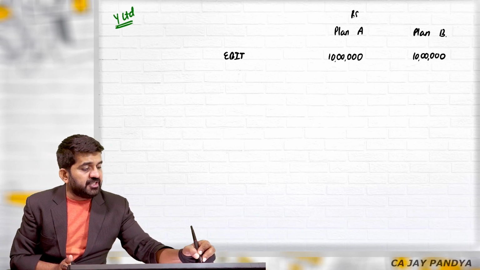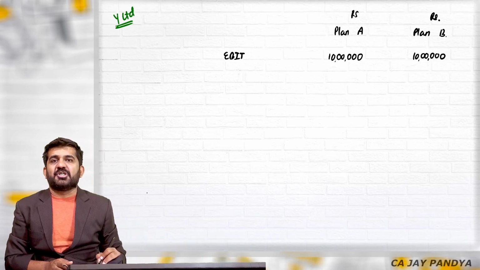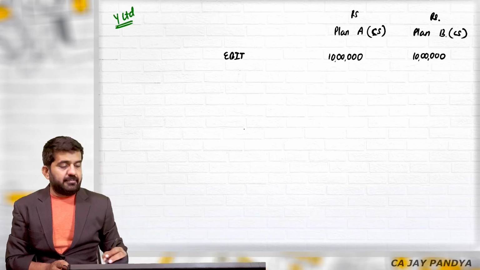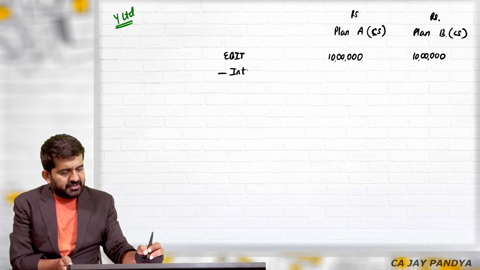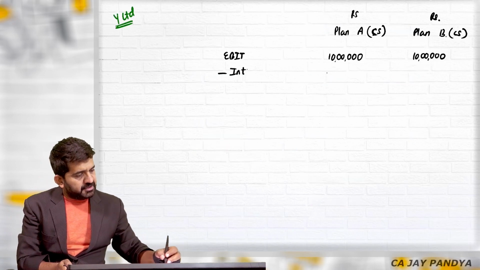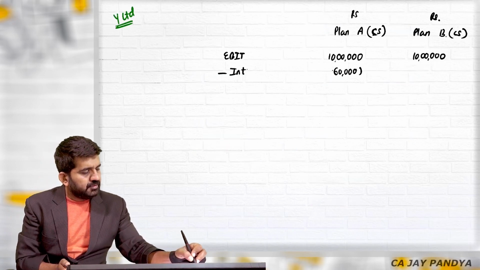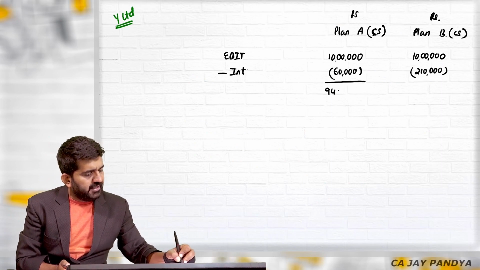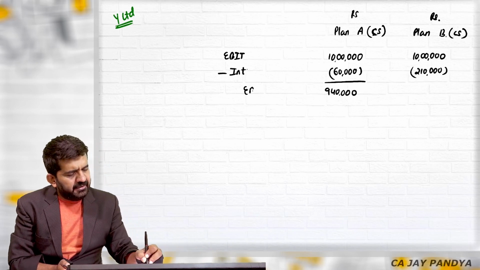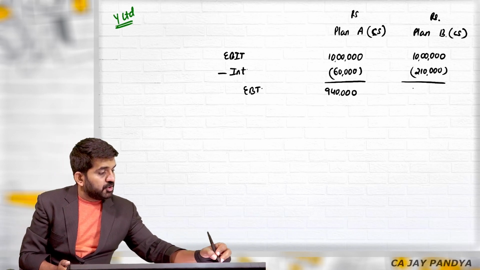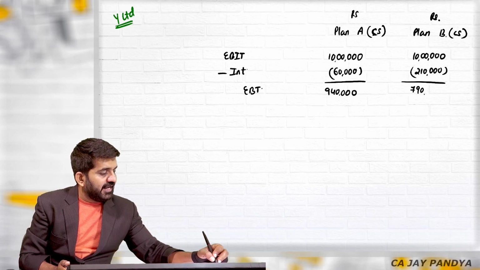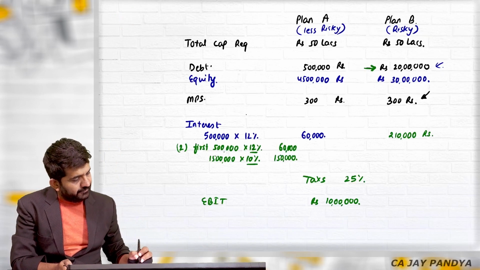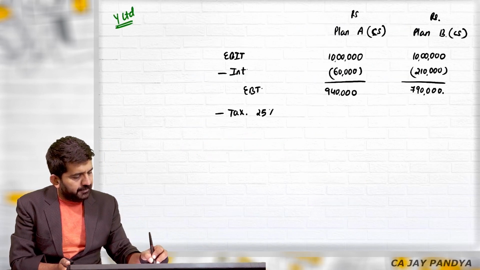It does not change. If it changes, you cannot take a capital structure decision. Which capital structure is better, plan A or plan B? Minus interest. What is interest under the first? It is 60,000. Plan B is 2 lakh 10,000. This will be 9 lakh 40,000 as EBT. This will be 7 lakh 90,000 after minus taxes. Taxes are 25%.